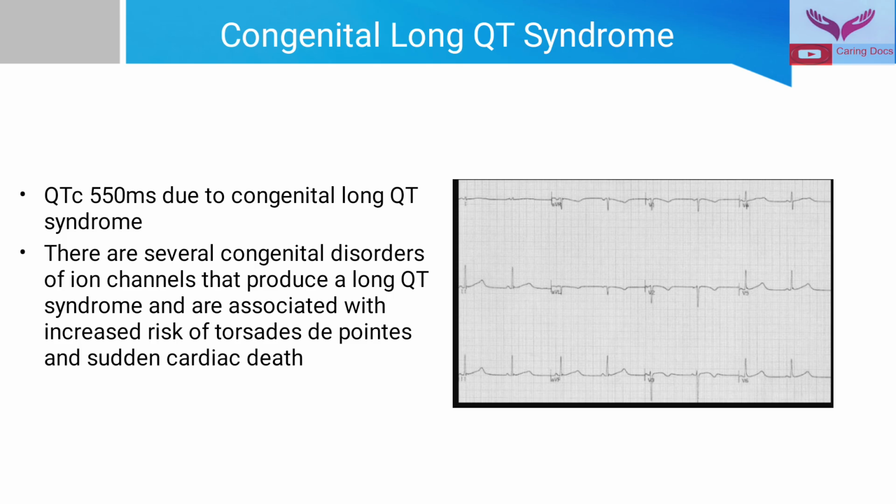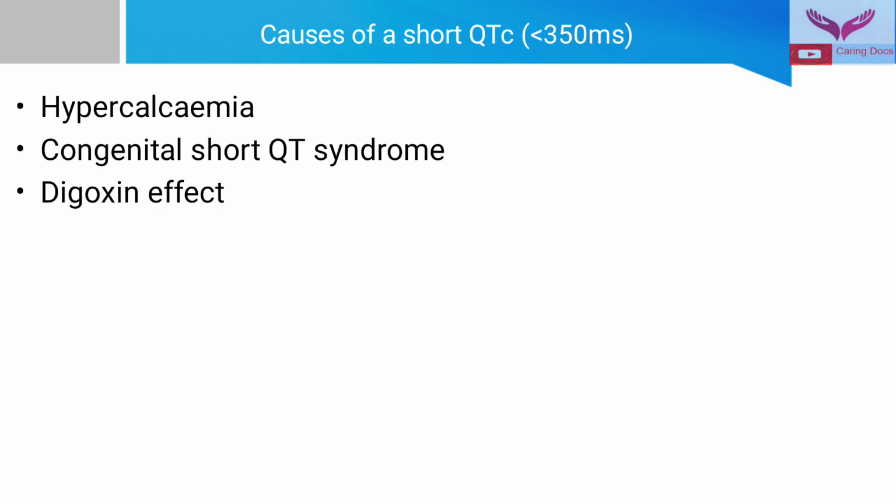Coming to congenital long QT syndrome, a QTc of more than 550 milliseconds is mostly seen in congenital long QT syndrome. There are several congenital disorders of ion channels that produce long QT syndrome, and they are associated with increased risk of sudden cardiac death and Torsades de Pointes.